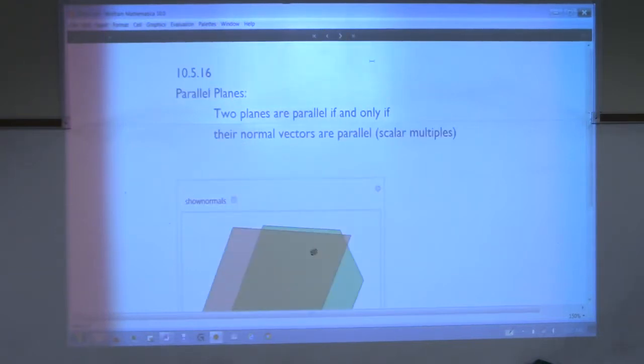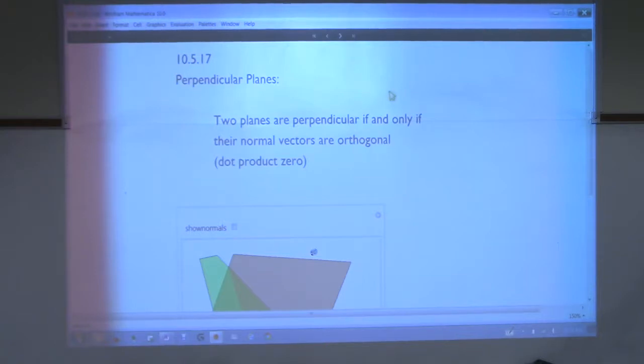Okay, two planes are parallel if and only if their normal vectors are parallel. In other words, scalar multiples of one another. Two planes are perpendicular if and only if their normal vectors are orthogonal. In other words, the dot product of their normal vectors must be 0. That's how we check to see if vectors are orthogonal.